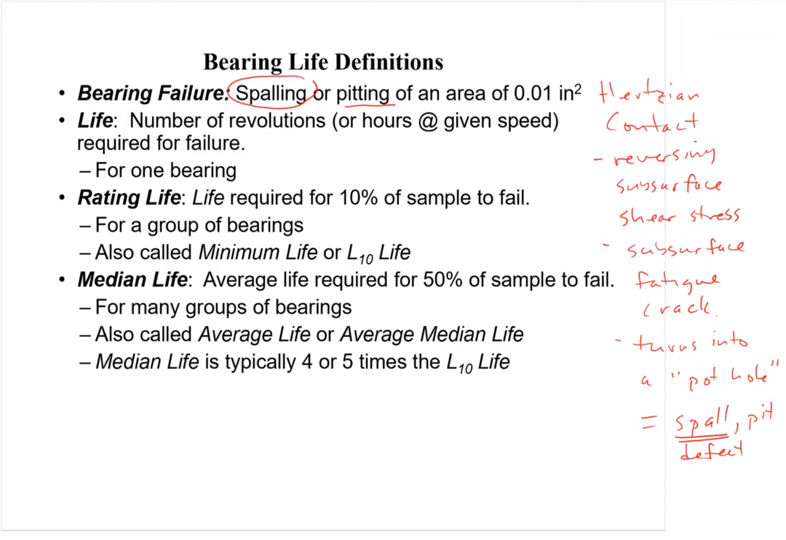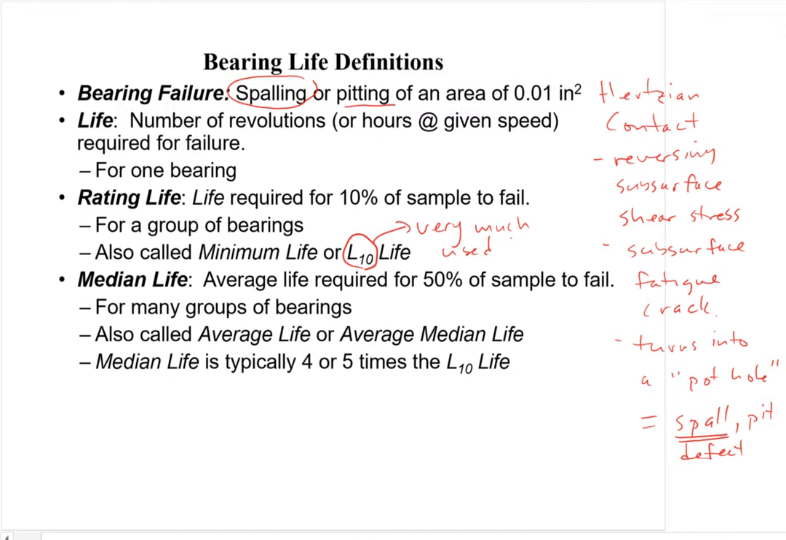The life is the number of revolutions or hours required for a failure for one bearing. A rating life, this is usually the life required for 10% of a sample of bearings to fail, usually called the L10 life. So when they say L10, that means the life at which 10% of a sample of bearings fails. This is very much used. The L10 life.